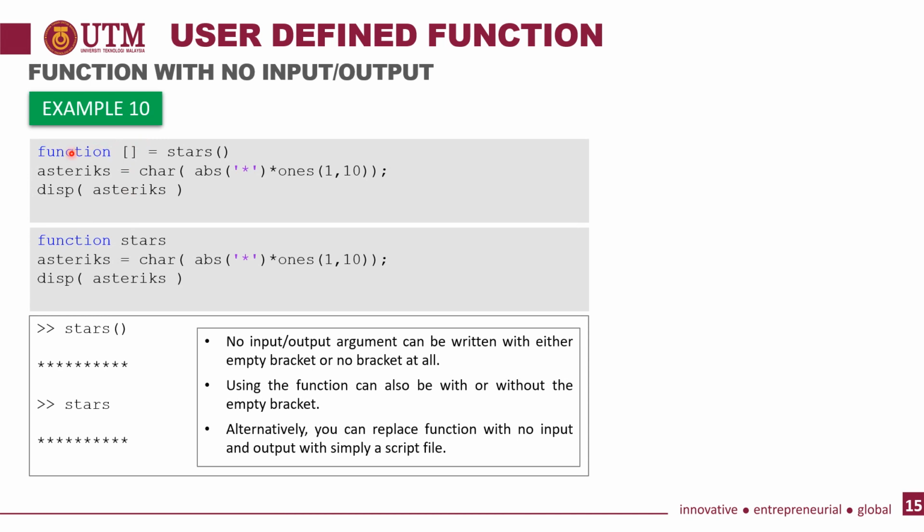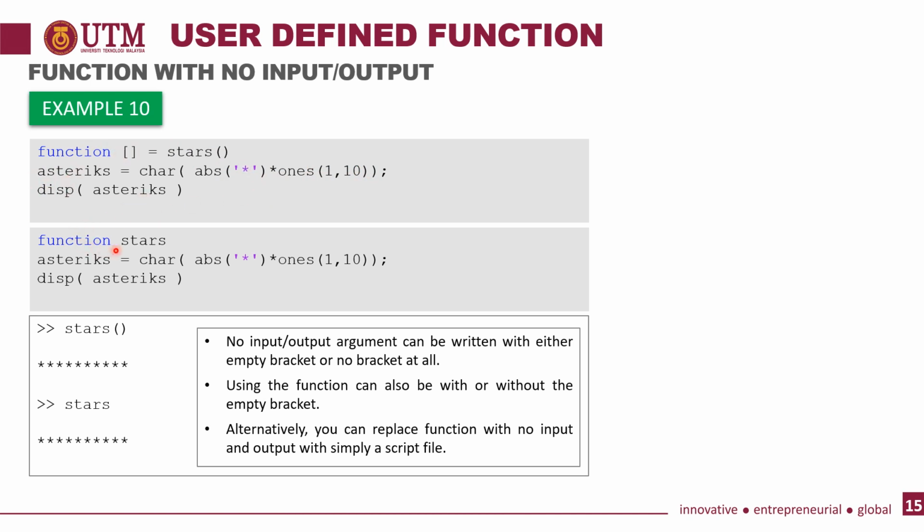Right, so function, the square bracket because you don't have any output, and then your function name is stars, and in the normal bracket you don't have any argument or any input, because this function has no input and no output. You put the variable asterisk equals to char, absolute, star, right, once 1 to 10, you will create 10 stars. This function will create 10 stars, right?